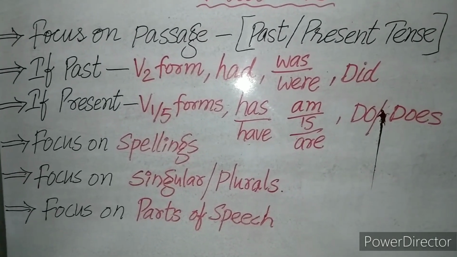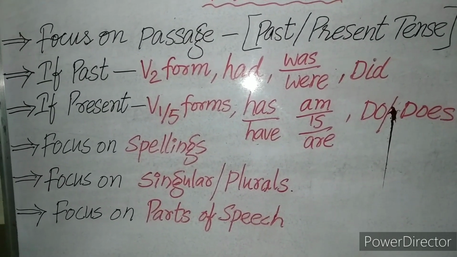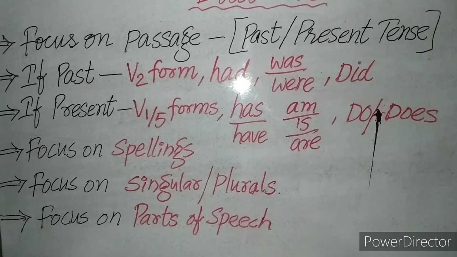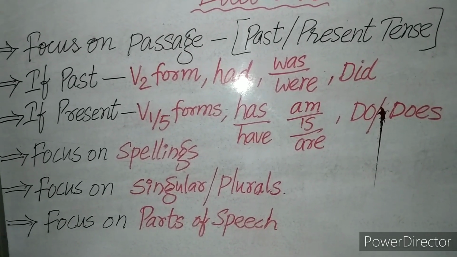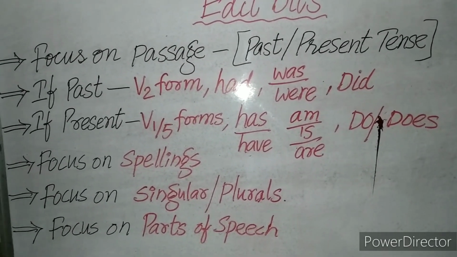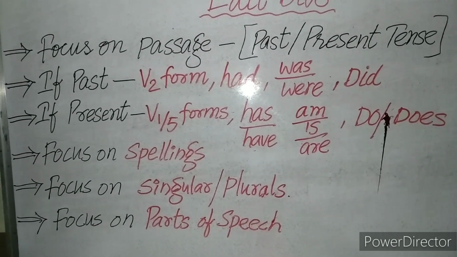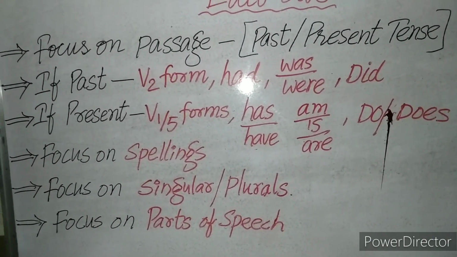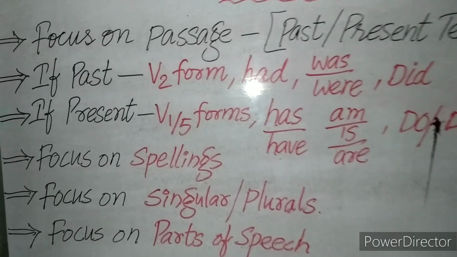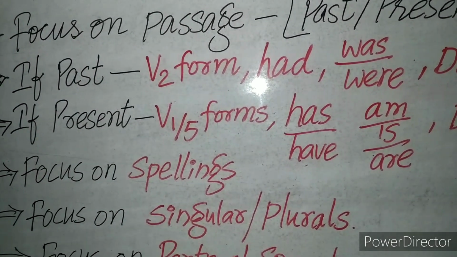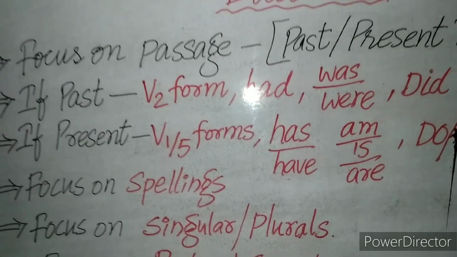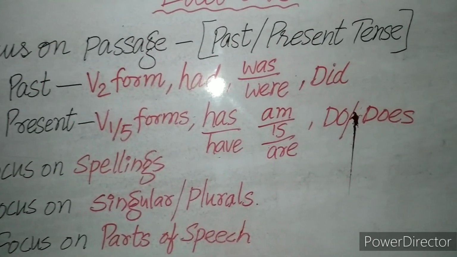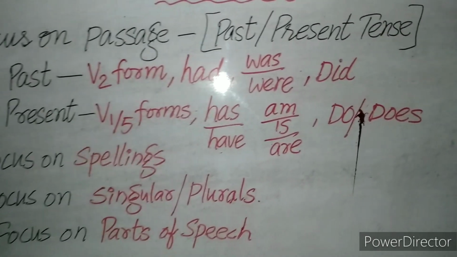Second, if the passage is in the past tense, you have to choose the V2 form, and had, was and were. If it is singular, was. If it is plural, were, and did. And if the passage is in the present form, then you must know the V1 and V5 forms. For example, V2 means came, V1 means come, and V5 means comes. If it is in the present, then you have to choose has and have, am, is, are, and do and does.